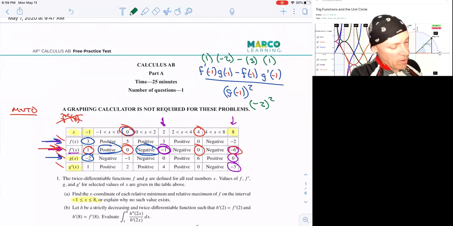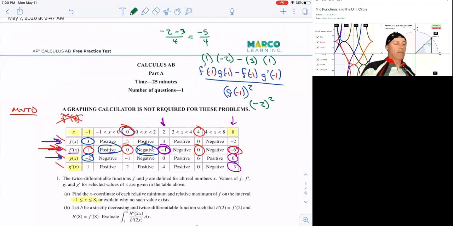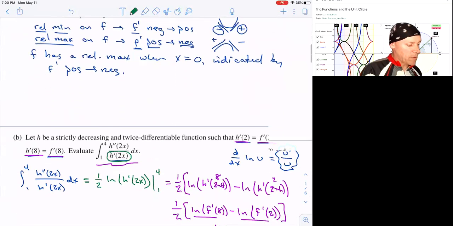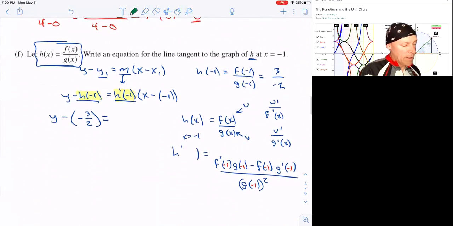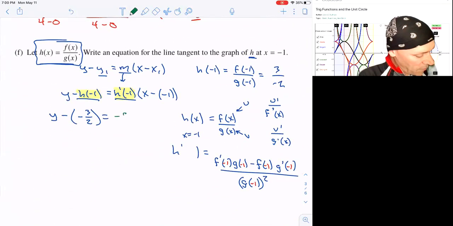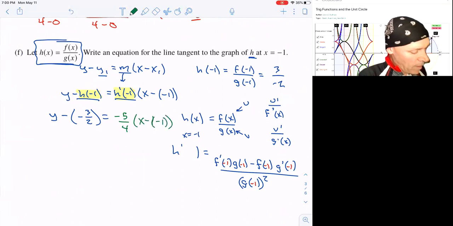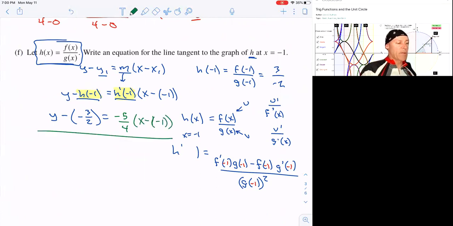It's probably going to be easiest to simplify just a little bit. Don't tell anybody I'm doing this. So I got 1 times -2, that's -2, minus 3, over 4. Well, it looks like it's -5 over 4. So -5/4 is my h prime at -1. So the tangent line is y minus the function value equals -5/4 times x minus -1. Okay, and there is my equation for my tangent line.